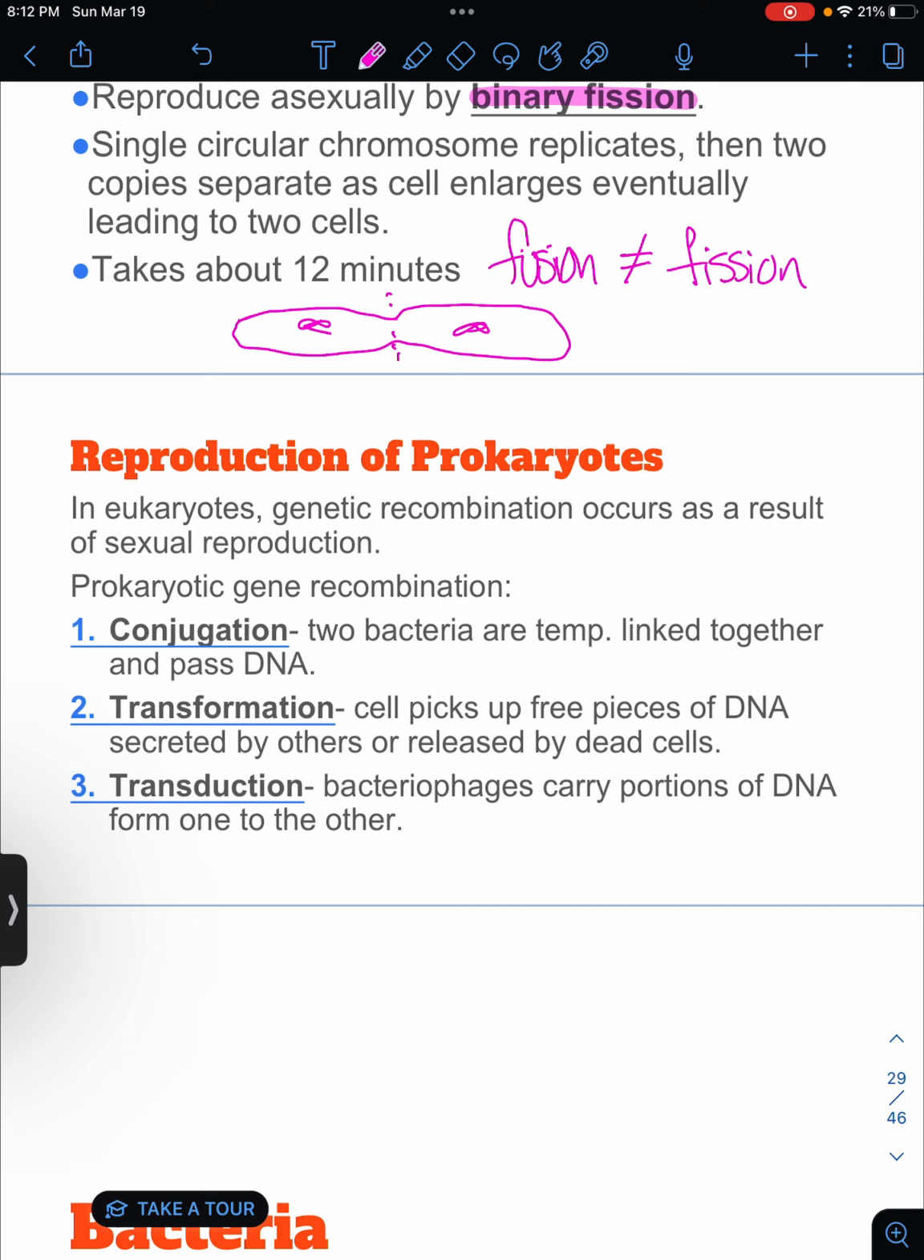In eukaryotes, genetic recombination occurs as a result of sexual reproduction. But prokaryotes don't have that, okay? So they have to recombine a different way. Conjugation: two bacteria are temporarily linked together and pass DNA. So it's almost like they hold hands and pass DNA.